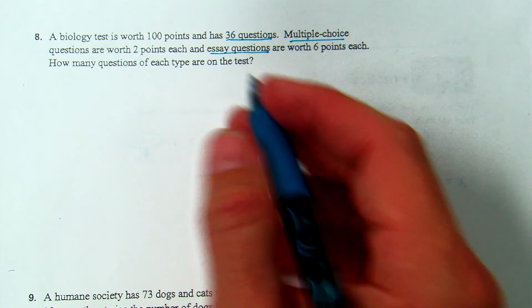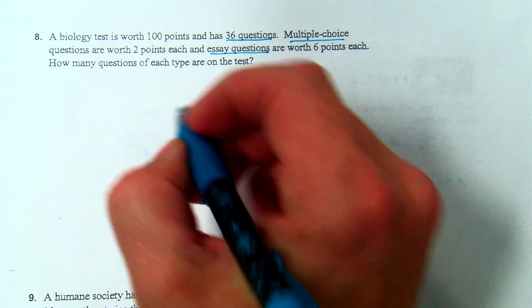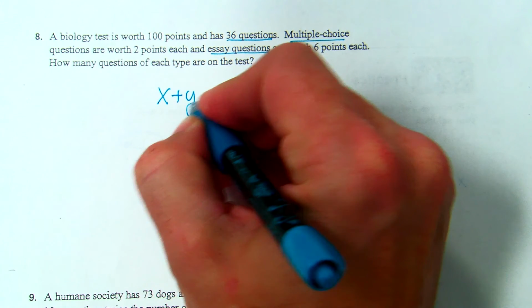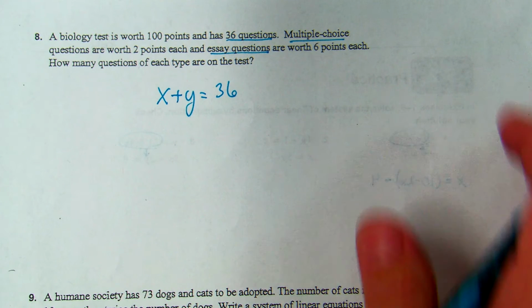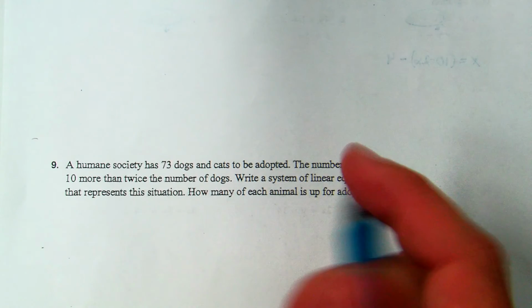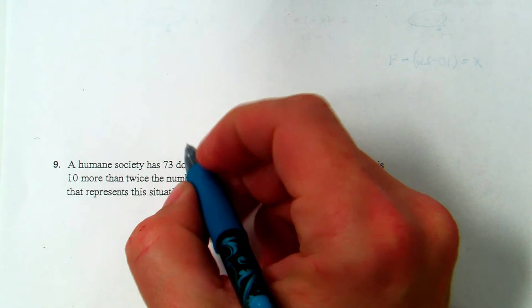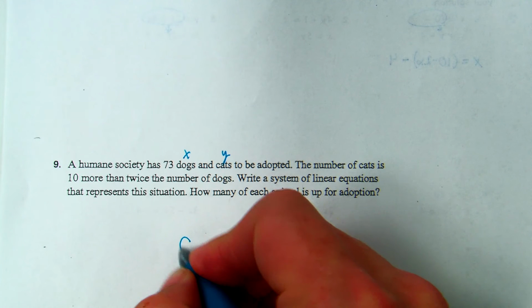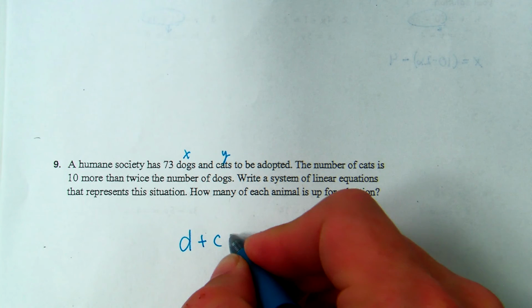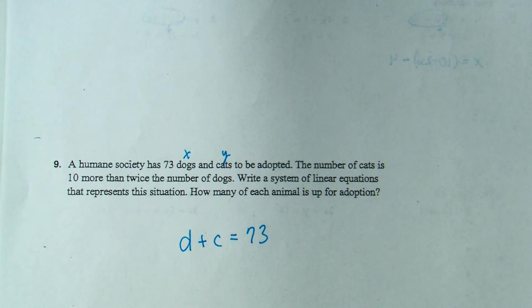I don't know, it doesn't matter, but we know that if we add multiple choice and essays together, we're going to have 36 questions. So we're going to have X plus Y equals 36. That's one of your equations, and that should be the easy one on both 8 and 9. We've got 73 animals, 73 dogs and cats. Again, if you want to use X and Y, then go for it. Otherwise, use D and C. Dogs plus cats equals 73. Or X plus Y equals 73.